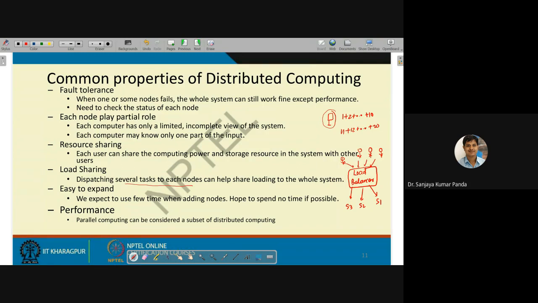The next one is related to performance. Performance means parallel computing can be considered as a subset of distributed computing. That's why I told you, you cannot find a complete difference between parallel and distributed computing. Although we have tightly coupled and loosely coupled, local memory and shared memory, these concepts are there. But when you go for this type of distributed system, each and every node in the distributed system is doing parallel processing. That's why parallel computing is considered a subset of the distributed computing paradigm.